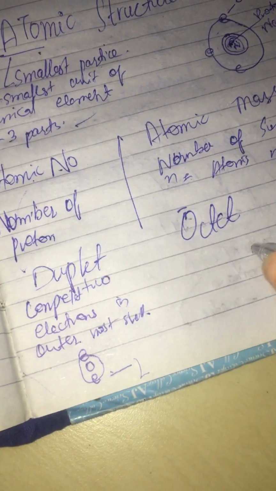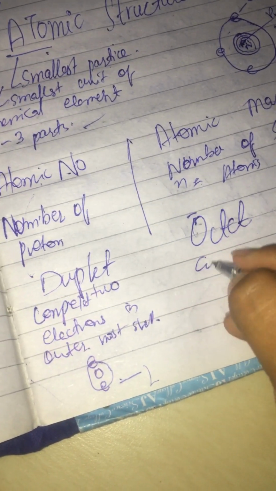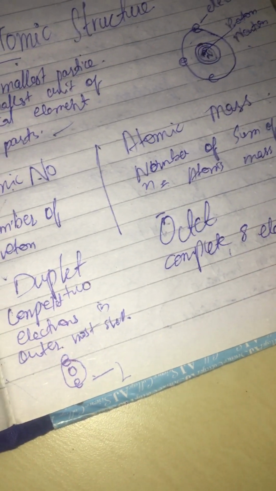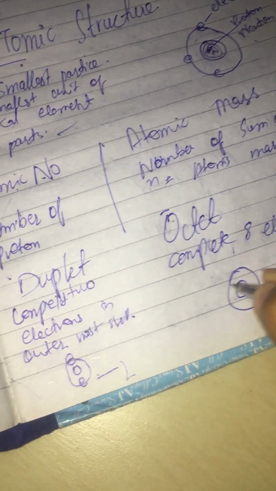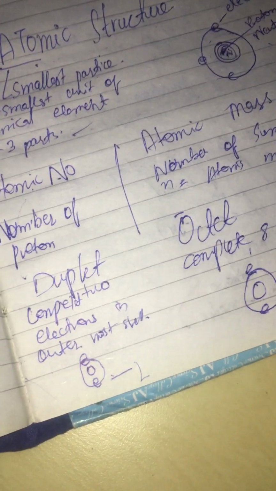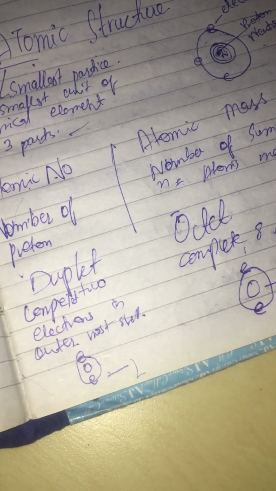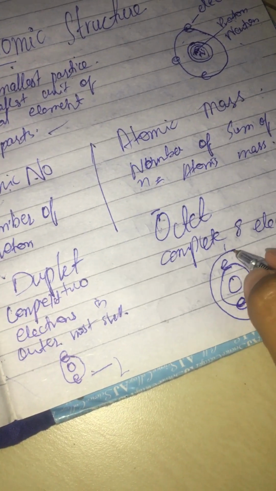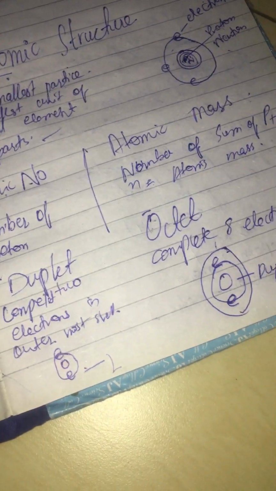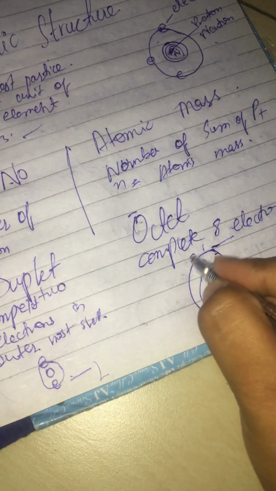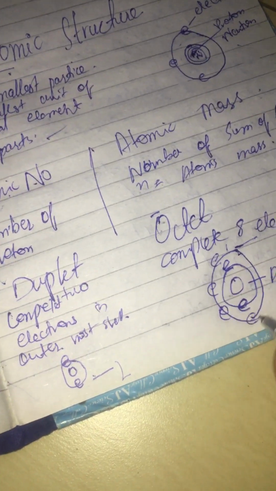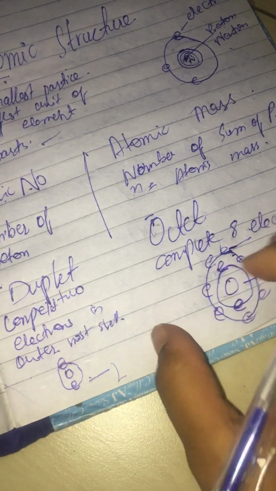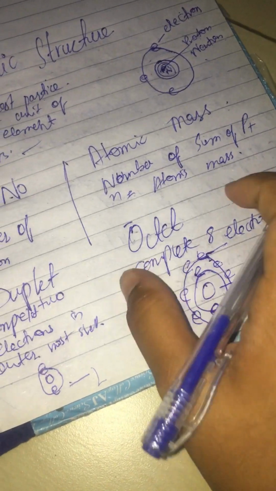But what is octet? It is completing 8 electrons. How? If we see here, in the first one we have two, so the first one is the duplet. And if we talk about the second orbit, to complete it they require 8 electrons. So 1 2 3 4 5 6 7 8. This means it is completed with 8. That's the reason for octet and duplet.